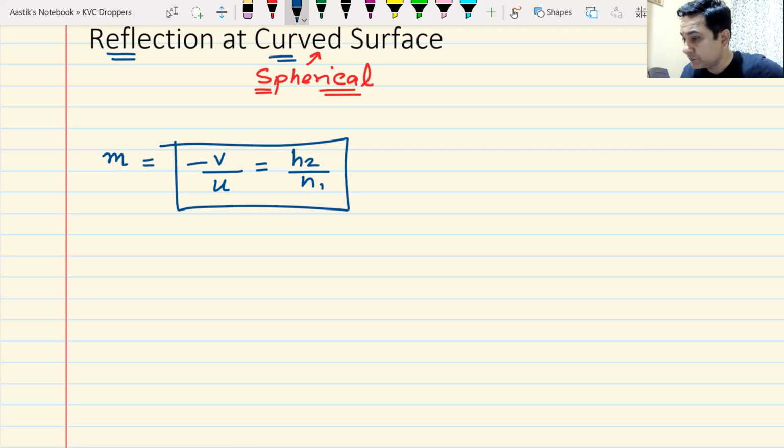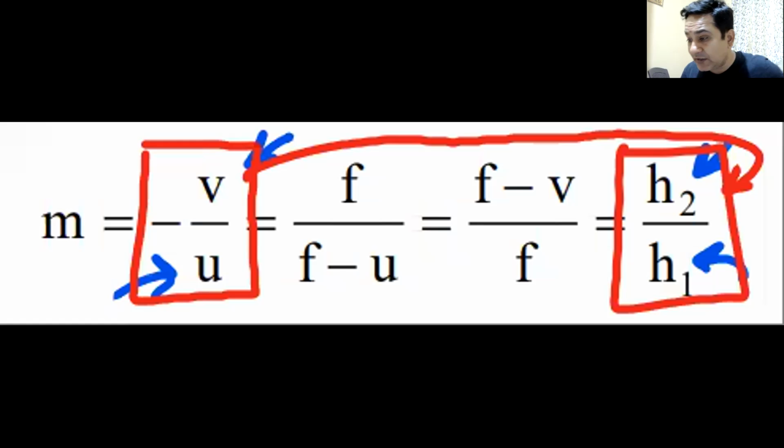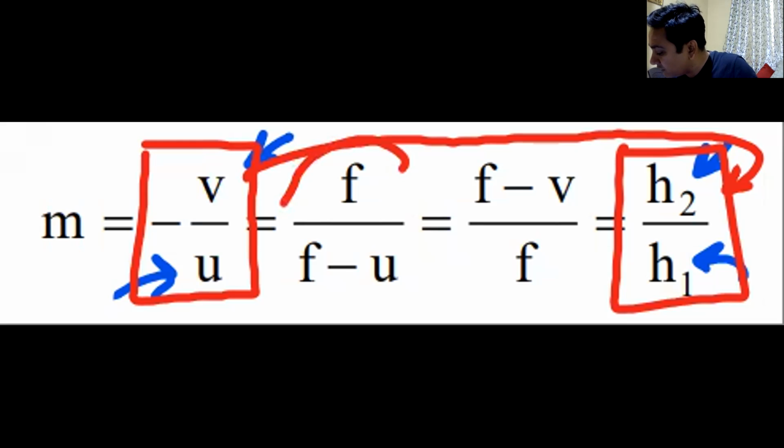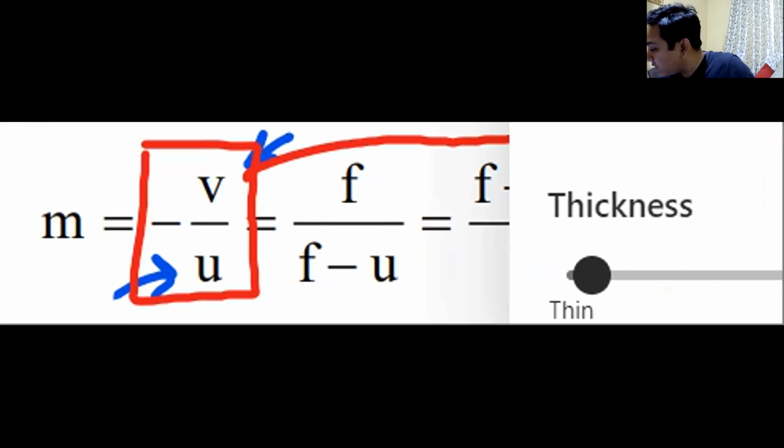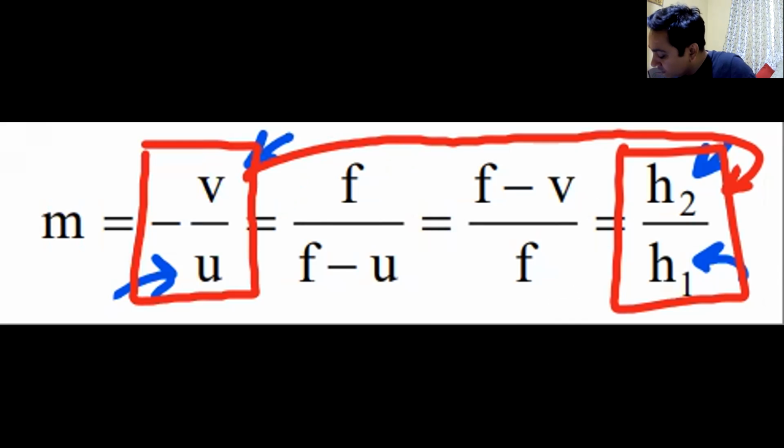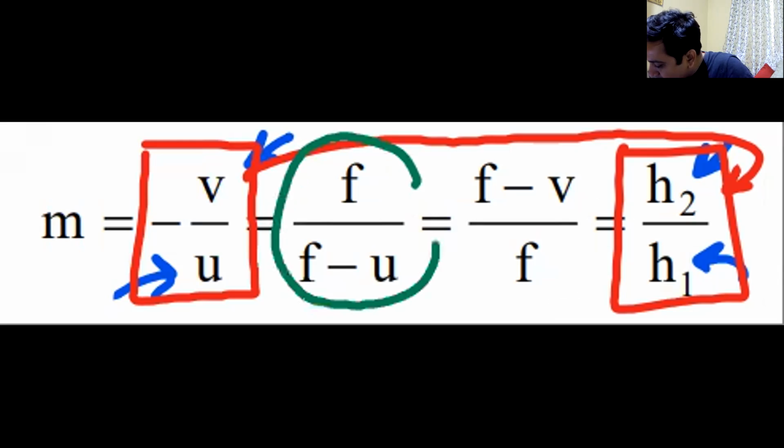Note it down, and then I'll take you back to the screen that I was talking about. Note this down. With proper sign convention, minus v by u is equal to h2 by h1. I hope you have noted it down. Now what they have done is this formula, which I will now call formula number 3. Let me use a different color. I'm a colorful person, so I use different colors.